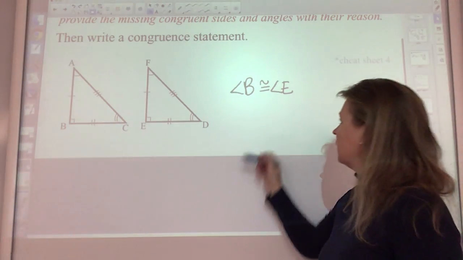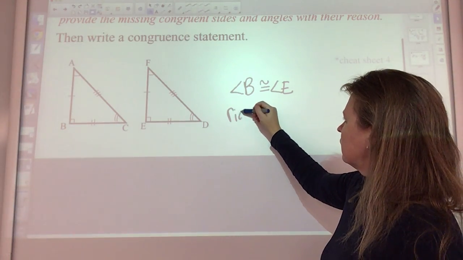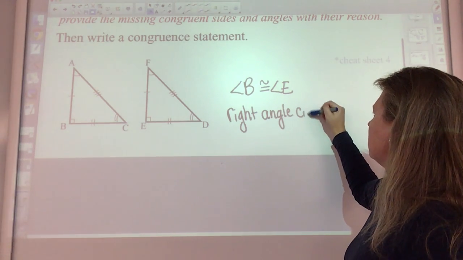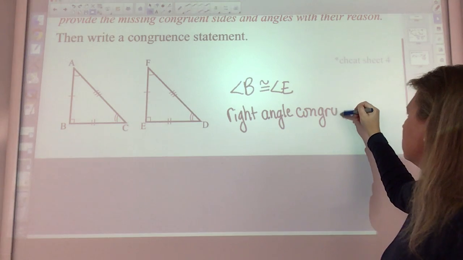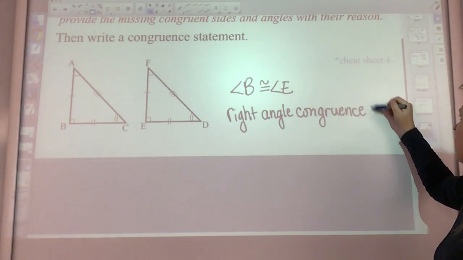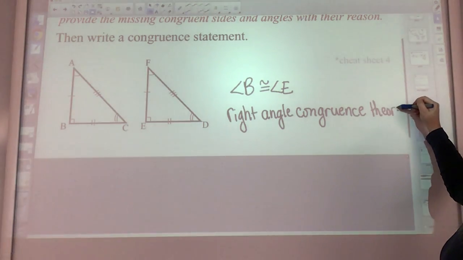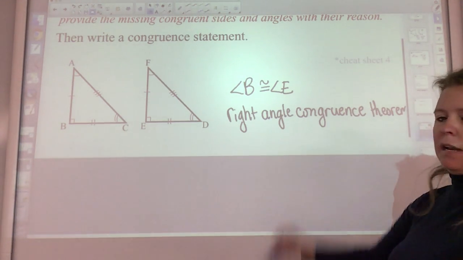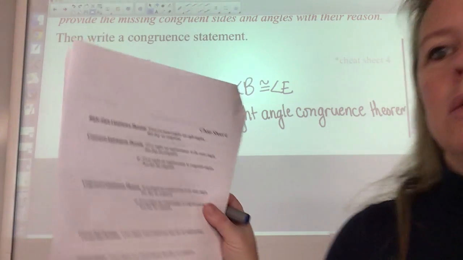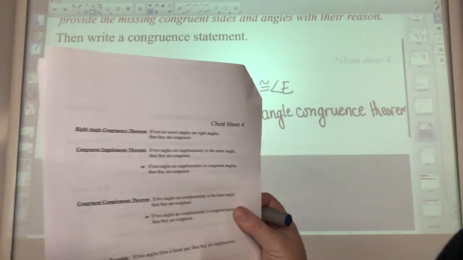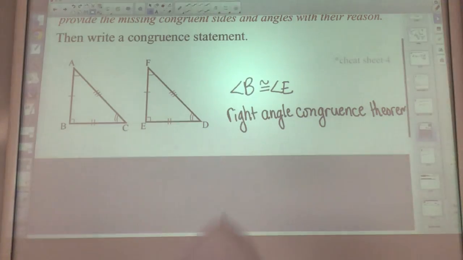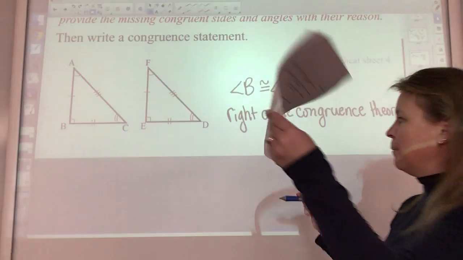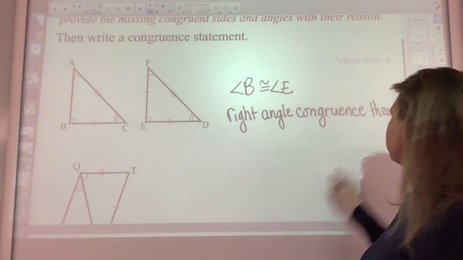Angle B is congruent to angle E by the right angle congruence theorem. Spell congruence right, spell theorem right, spell right and angle right. I wouldn't make you spell it correctly if I didn't give you a cheat sheet, but if I give you a cheat sheet, I always say spell it right. You don't have to spell it right, you have to copy it right. Copy it word for word from what it says right here.